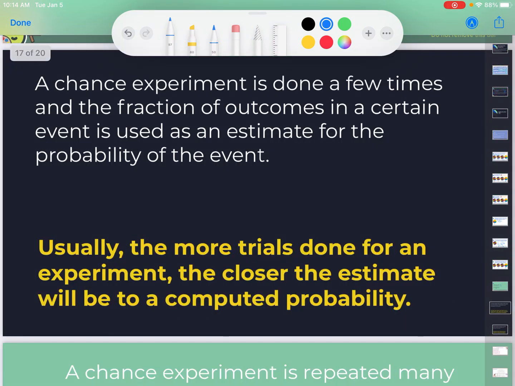All right, so a chance experiment is done a few times, and the fraction of outcomes in a certain event is used as an estimate for the probability of a future event. So when a chance experiment is done a few times, you can use that as a determining factor. If you can't see what's happening, you can't see all the possible outcomes, you can use that experimental probability. The more trials you do, and that's the important thing, the closer it's going to be to the computed or the mathematical probability. So the more times you do a chance experiment, the closer you're going to be to that probability.